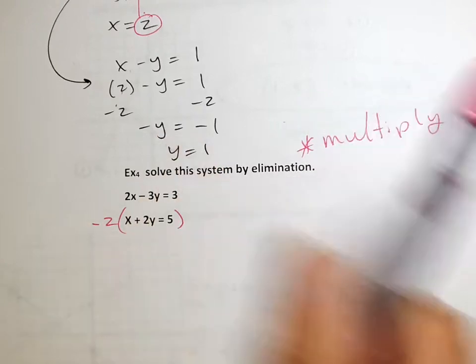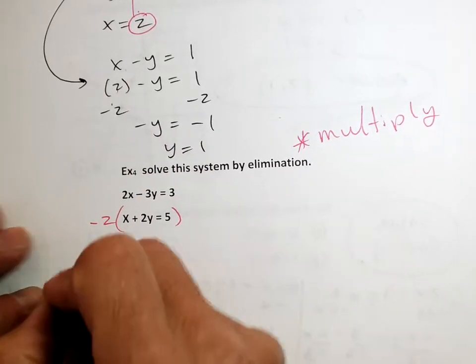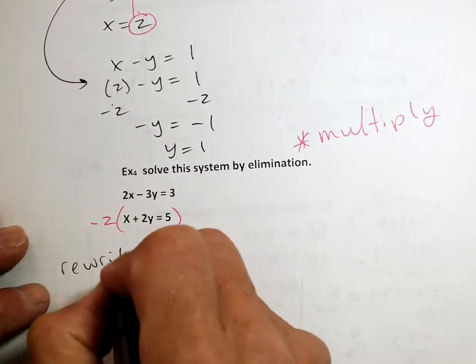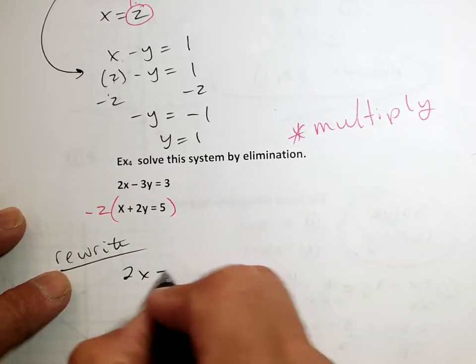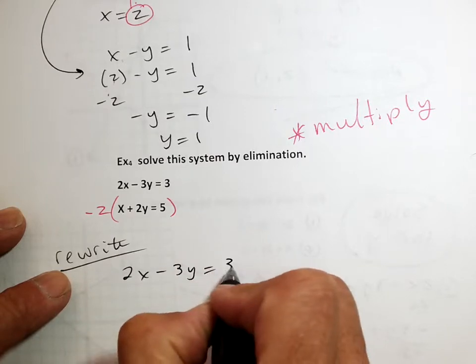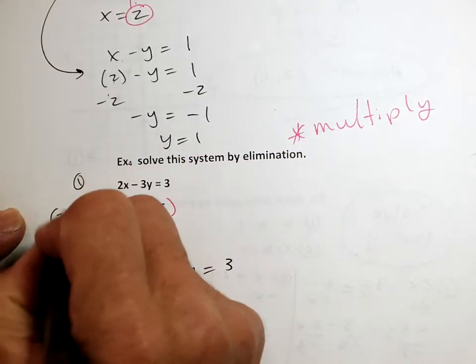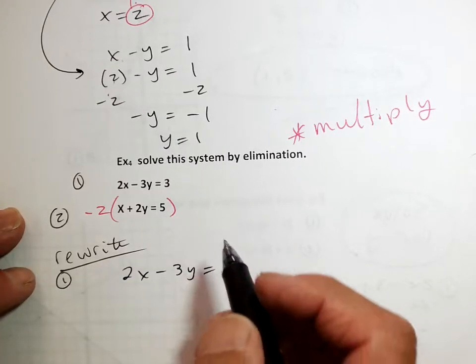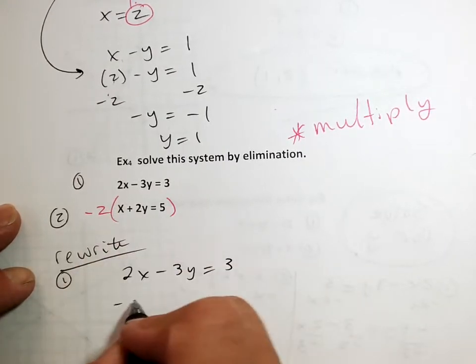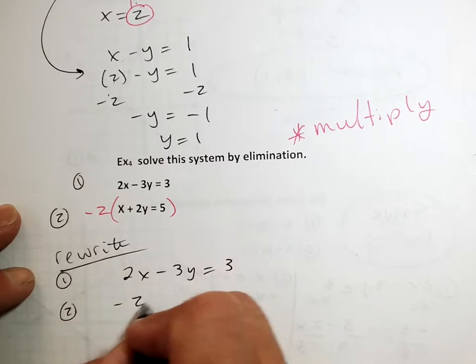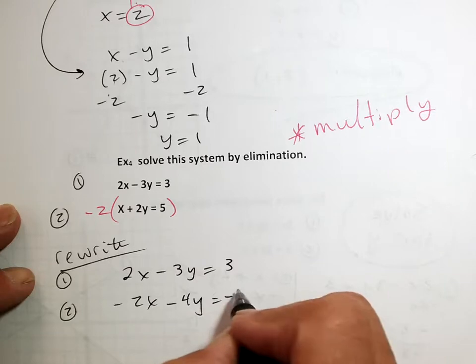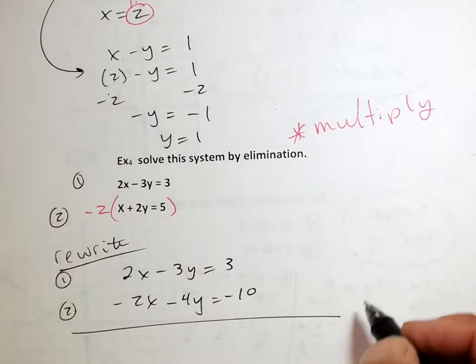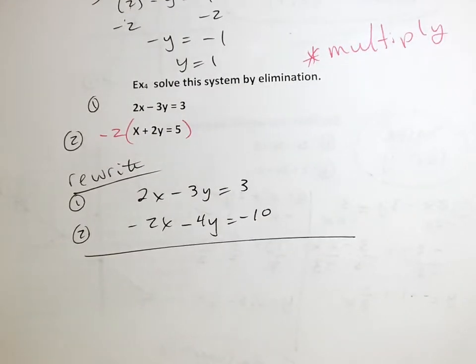Okay, now I'm going to rewrite my equations. So let's rewrite. So equation 1 is still 2x minus 3y equals 3. Equation 1. Okay. Equation 2 now is different. Equation 2 now is negative 2x minus 4y equals negative 10, okay? So now it gets easy, doesn't it?